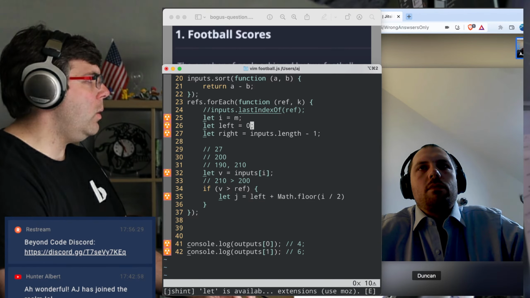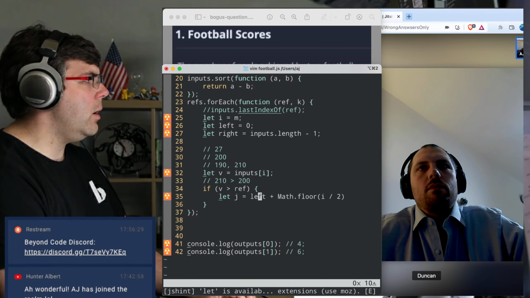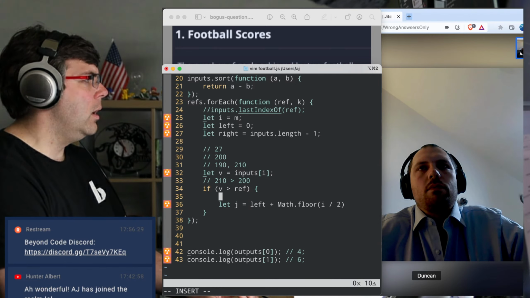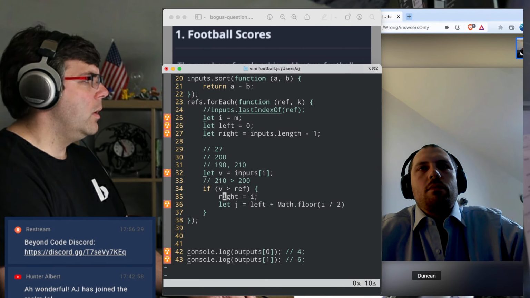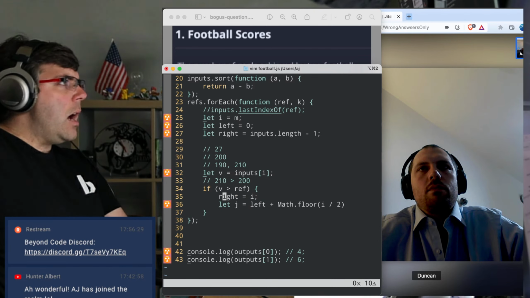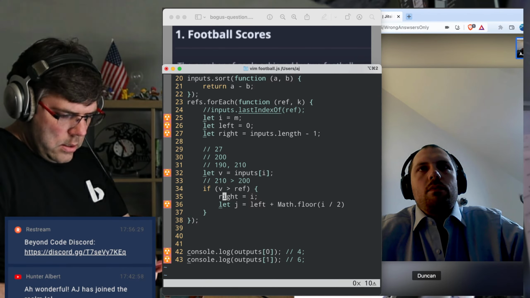And then 0 is our left bound. So 0 plus 13 should give us the new value, and I think that our right bound we can reduce down to I. We can reduce our right bound down to I because I is not correct. Let me check this.